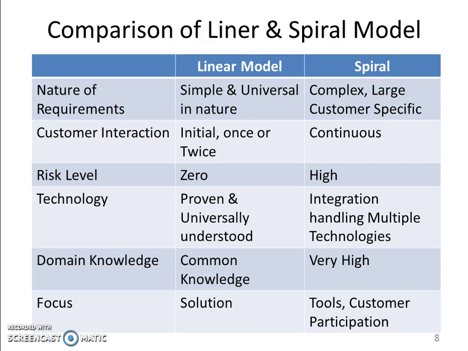If the technology used is very well understood or universally understood by everyone, then the linear model will be used. If the technology used for development of the software as well as for implementation of the system is new, and if it involves integration of multiple types of technologies, then the spiral model is used. The focus of the linear model is on getting the solution, while in the spiral model the focus is on the customer's participation as well as the various tools which are used for development.